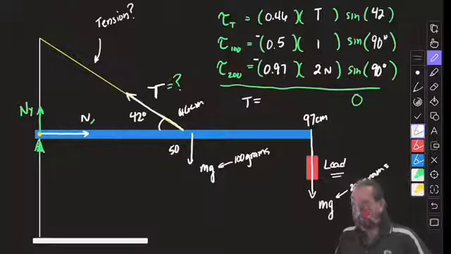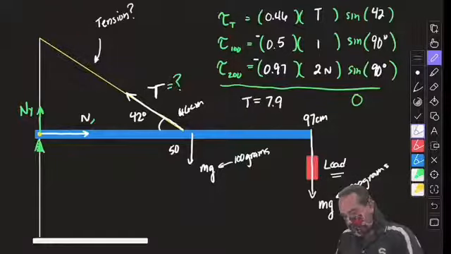7.9 is what Anna got. How about anybody else get 7.9? Oh, excellent. 7.9 newtons.